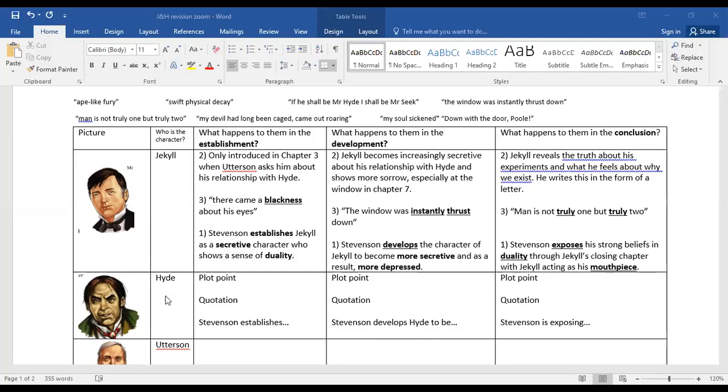If there are any questions, now is the time to ask them, because at the moment I'm just presuming that you understand. If you're not sure about something, if you're not sure what he's establishing about the character or what he developed. So Max has just asked, how would this be portrayed as an exam question? The exam question, Jekyll.